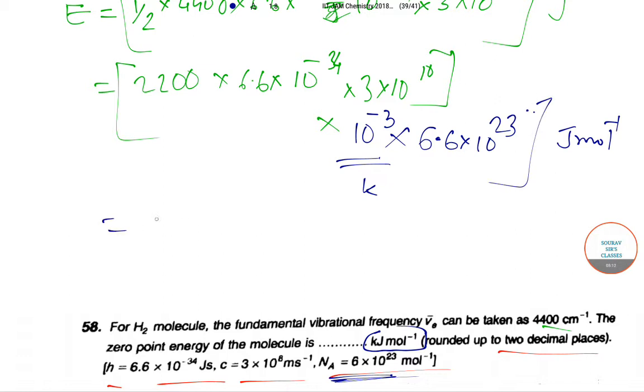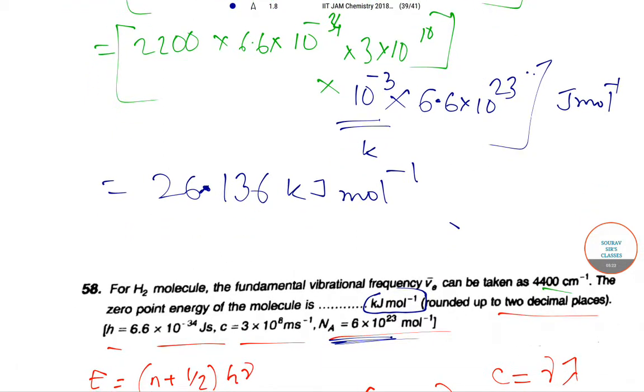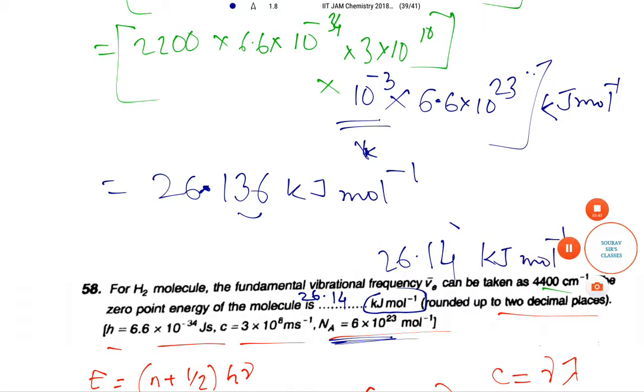So this will be all total equal to 26.136 kilojoules per mole. This is in kilojoules. So the answer is 26.136, and we have to round it up to 2 decimal places, and so this 6 will convert this 3 to 4, so this will be 26.14 kilojoules per mole. So the answer is 26.14.